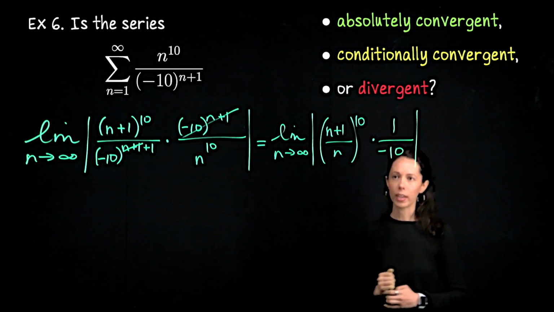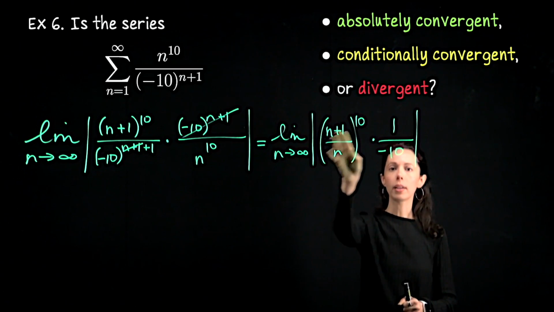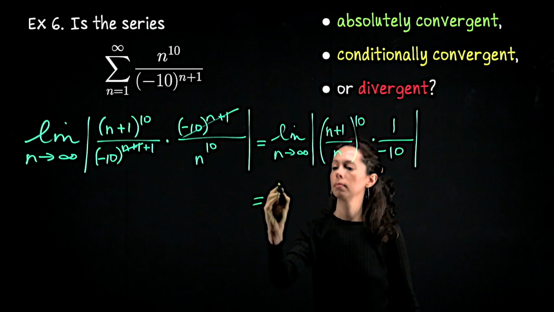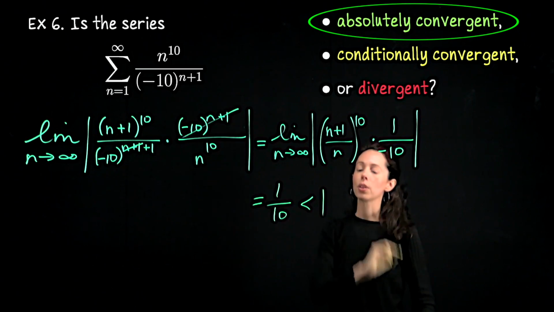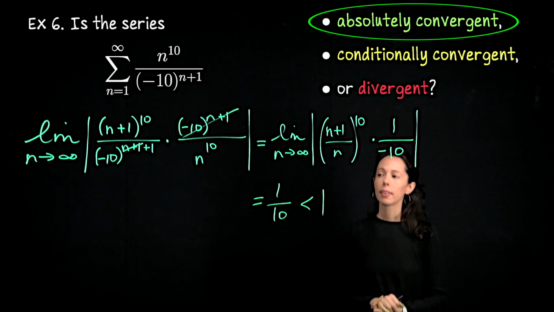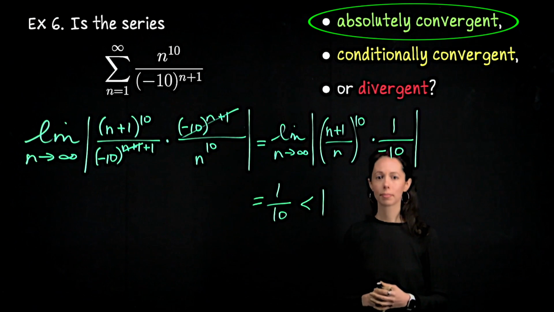As n goes to infinity, this rational expression goes to 1. So we have 1 times 1 over 10. That is a number which is less than 1. So the ratio test works here. This is telling us that our original series is absolutely convergent.